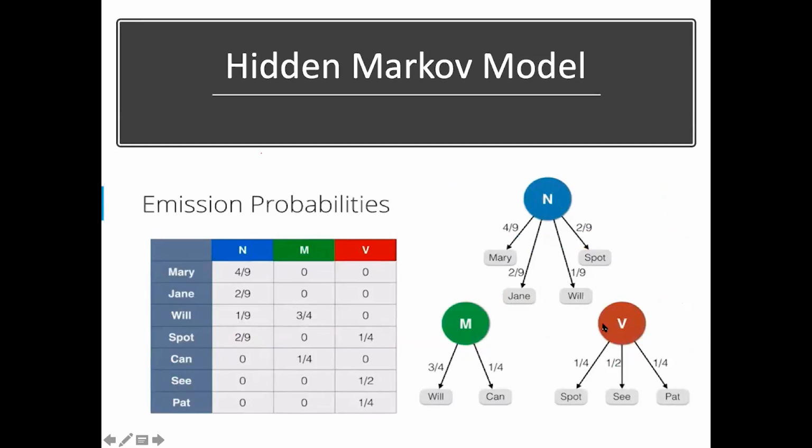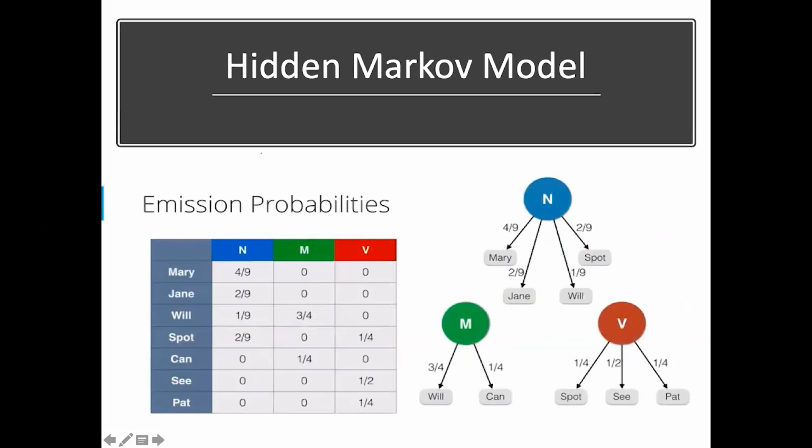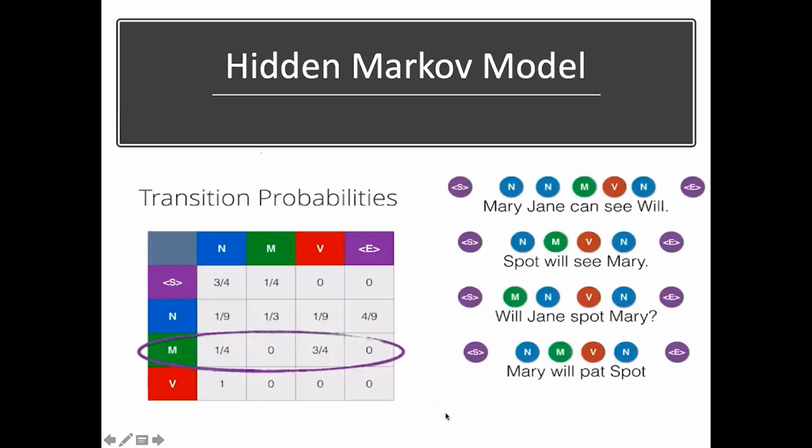Although 1 into 1 by 4 will give me a 1 by 4. And now, when I try to see in the larger scheme of things what the probability of "Mary will pat Spot" is, with Spot being a verb, and once you try to solve that using these two tables, you will see that the probability of the entire sentence being generated will be a lot lower than this particular one. So we will know that that is the more probable sentence to pick.